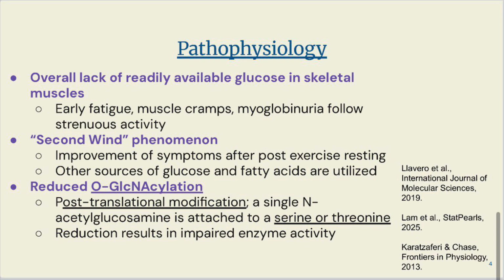Another way one's pathophysiology is affected is by experiencing the second wind phenomenon. And this is an interesting case where people report an improvement of symptoms after post-exercise resting. What this can be boiled down to is your body is utilizing other sources of glucose and fatty acid when your glycogen phosphorylase is unable to break down glycogen.